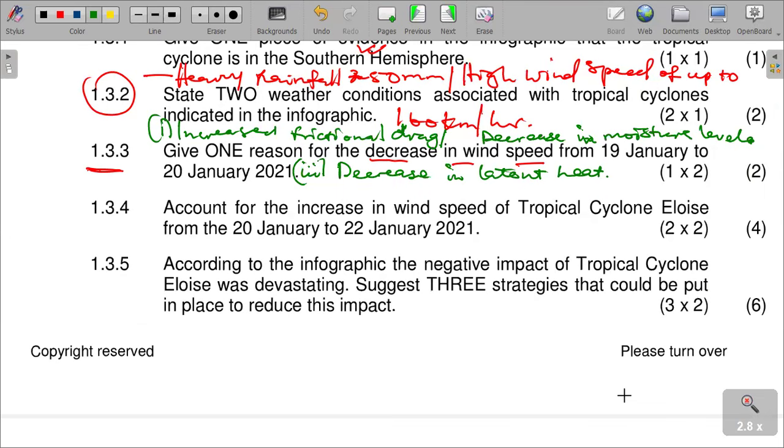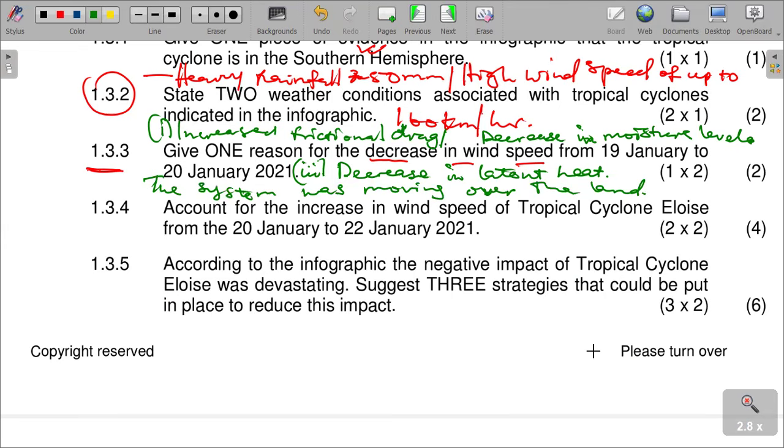Last but not least, it can also be said the system was moving over the land. Therefore, the speed can decrease from 19th to 20th of January, the same year. We are saying the system was moving over the land, hence the speed might also decrease.